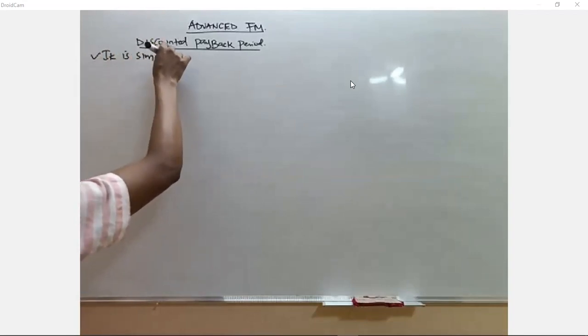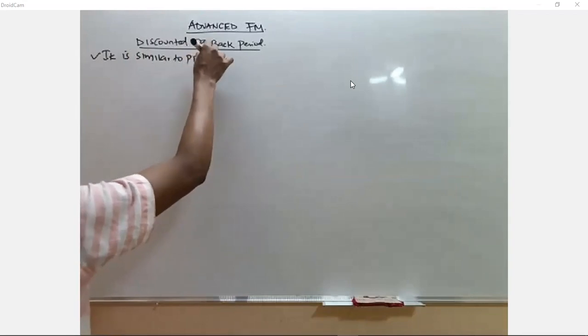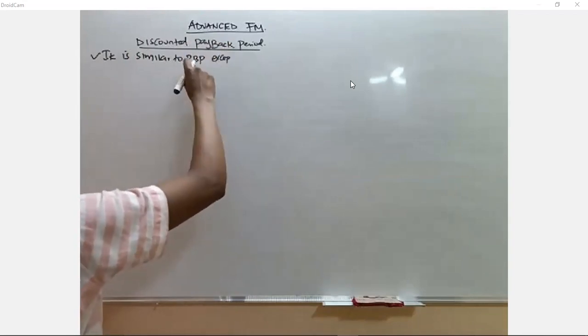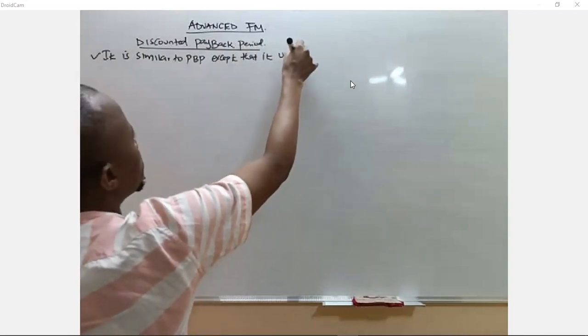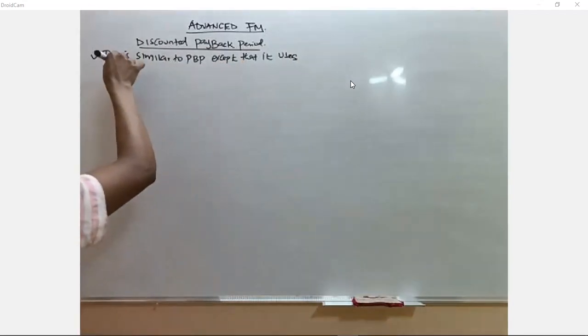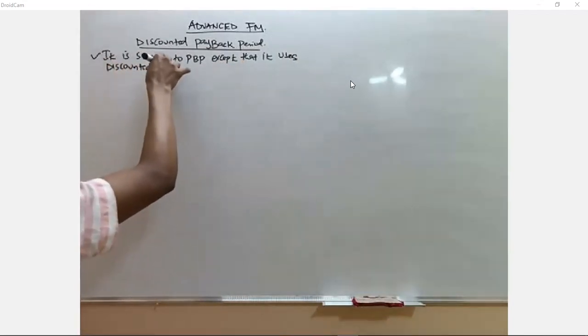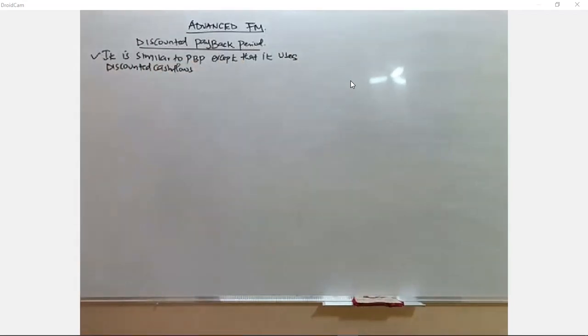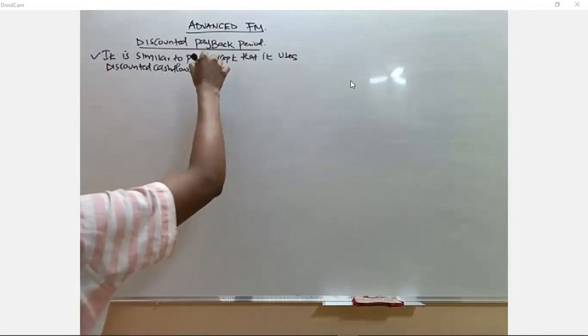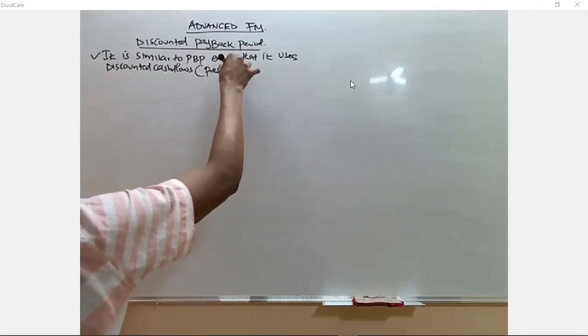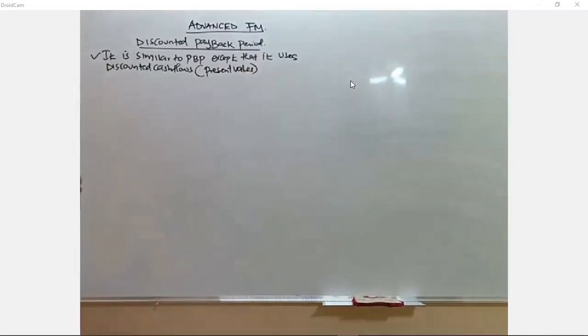It is similar to the PBP, except that it uses discounted cash flows. And when we are discussing discounted cash flows, we are saying they are called present values. So it means I have to look at the number of years, take your cash flows, discount them using the cost of capital, and get the present value.